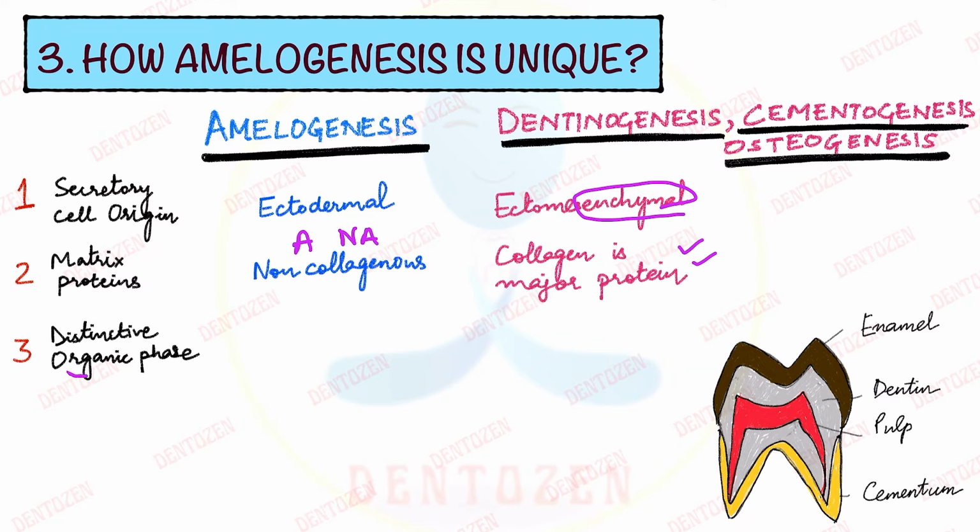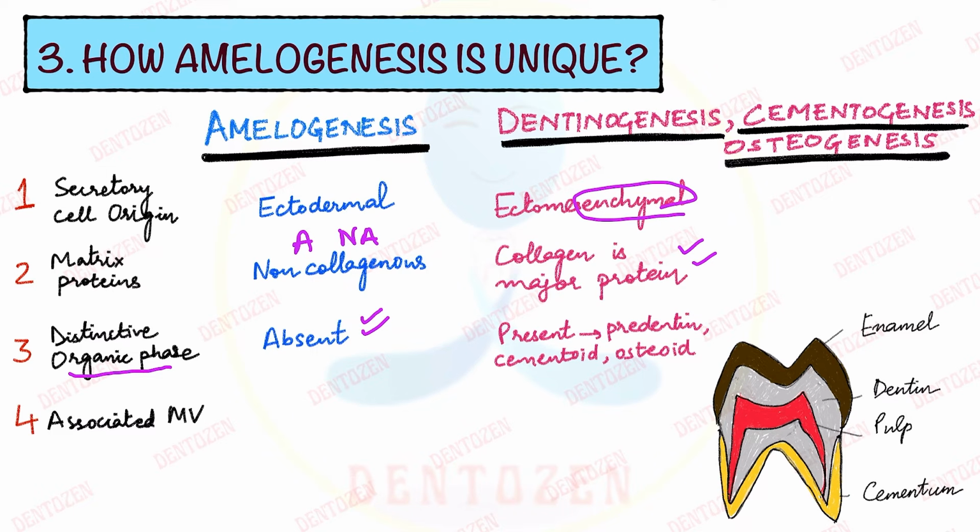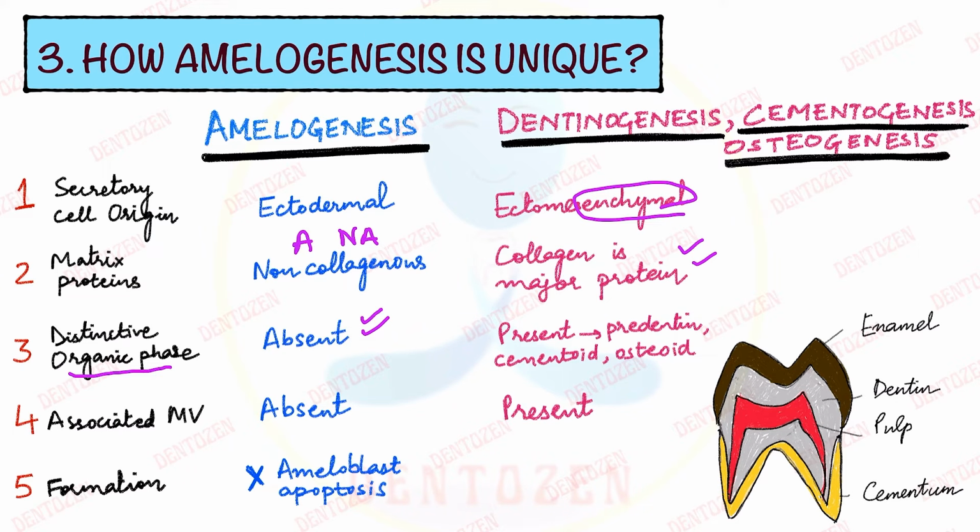Now a distinctive organic phase is not seen in amelogenesis because the matrix which is secreted gets immediately partially mineralized, whereas in all other hard tissues, unmineralized matrix is present, which later on gets mineralized. Associated matrix vesicles are absent in enamel, whereas they help in mineralization of other hard tissues and are present there. So amelogenesis cannot happen later on because the cells undergo apoptosis, whereas in all other tissues they form throughout life because the cells are there.